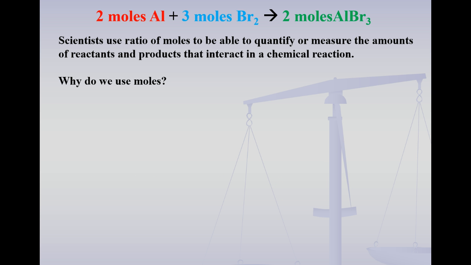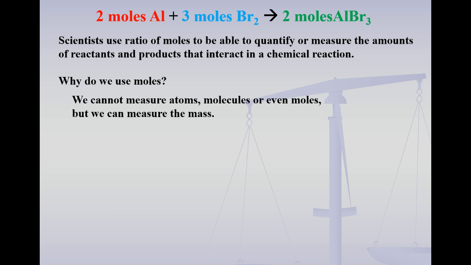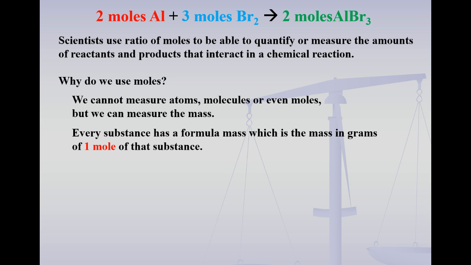So how do scientists use these? We use the ratio of moles to quantify or measure the amounts of reactants and products that interact in a chemical reaction. Why do we use moles? Well, one thing we can't do with moles or atoms or molecules is we can't measure them. We can only measure the mass of the substances or the volumes of the substances that are reacting and being produced. But one thing that all substances have in common is a formula mass, which is the mass in grams of 1 mole of that substance.